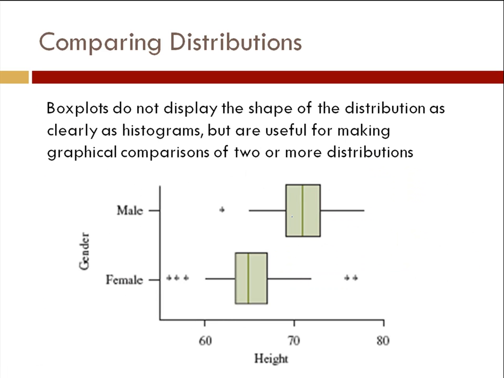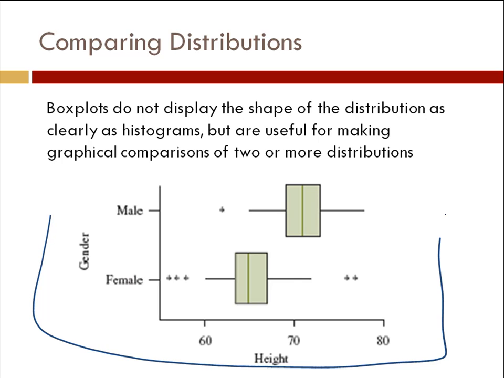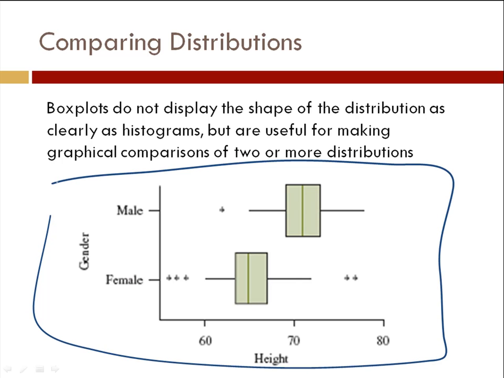Box plots can help us compare the spread of two different distributions. Even though box plots don't tell us as much information as a histogram would, they do tell us enough to make some good comparisons. Here we have a chart of gender and height. So we have two separate box plots, one for males and one for females, each showing their respective heights.